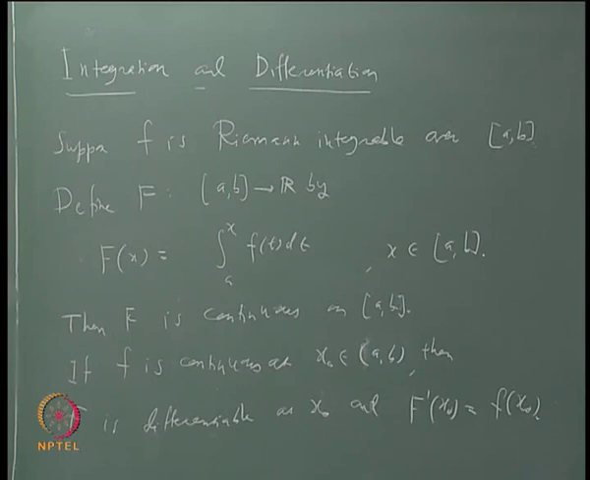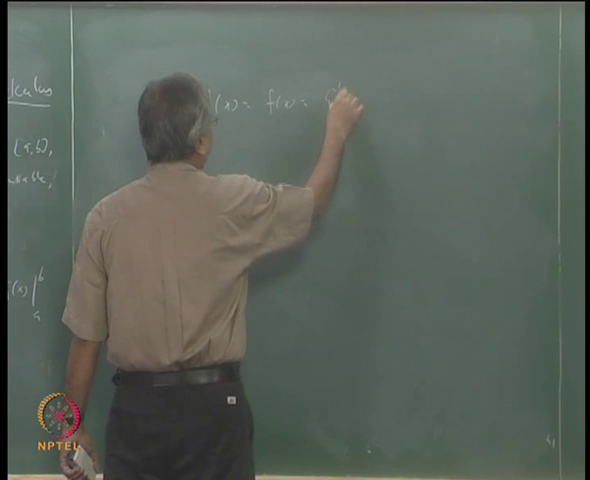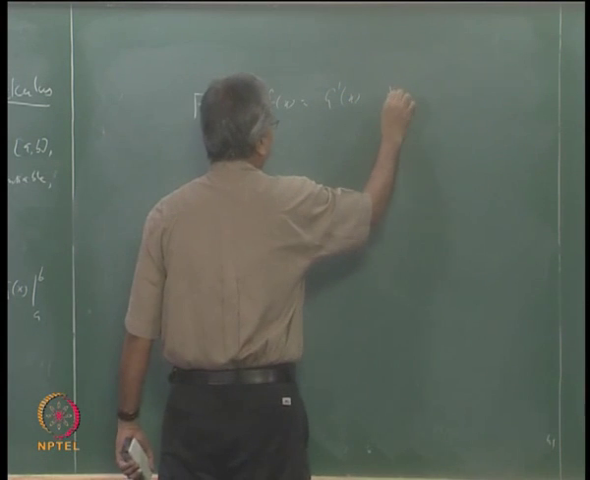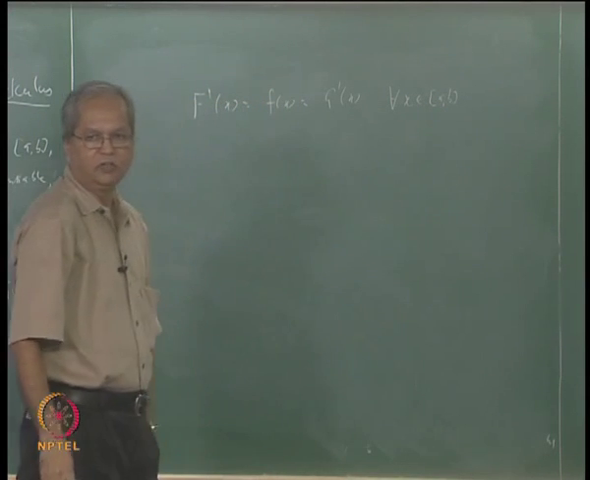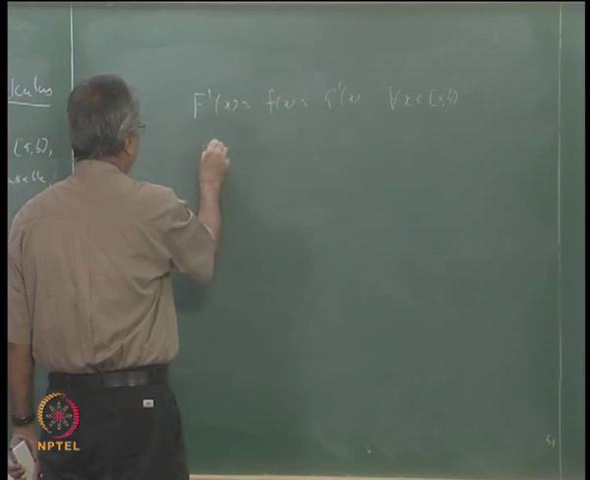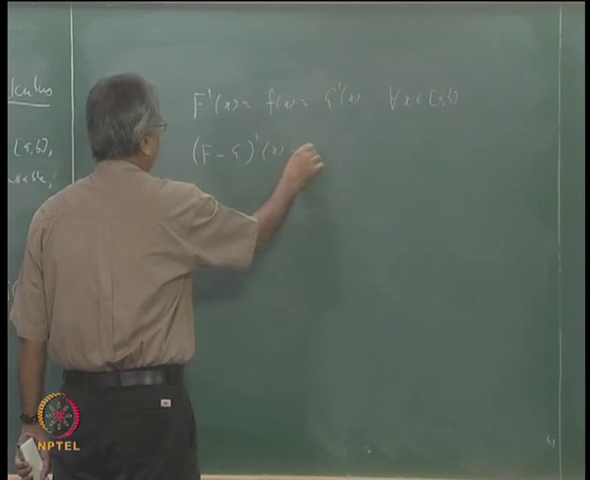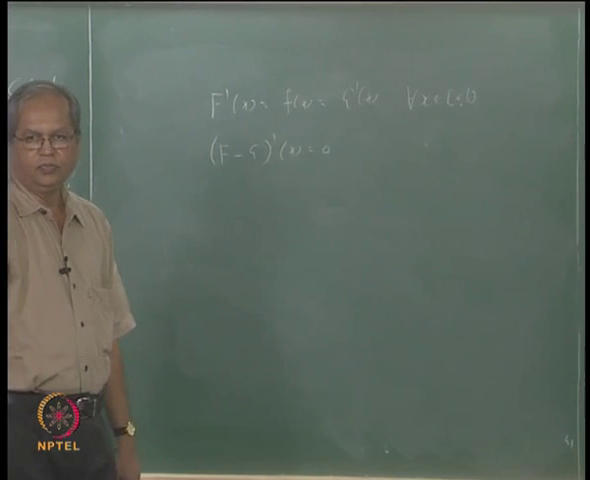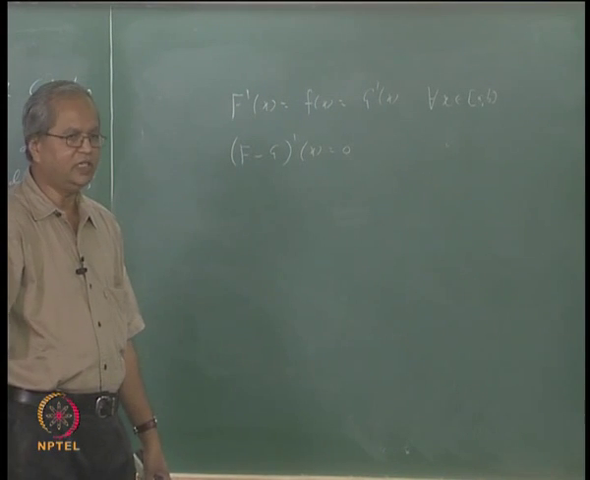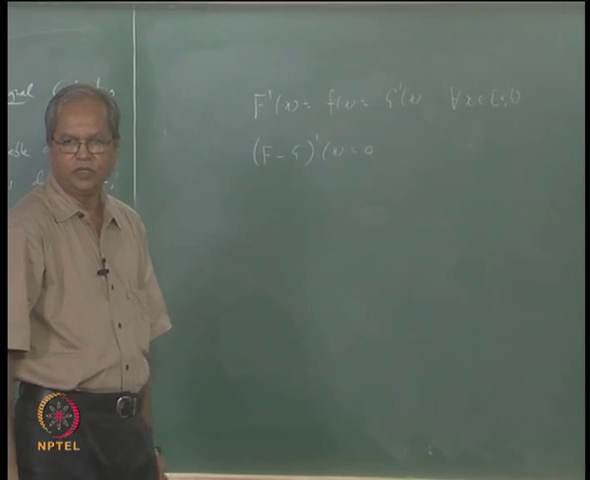That is, it will mean that F prime at x is f(x), and that is the same as G prime at x for every x. Or in other words, it will mean that if you look at the difference F minus G, its derivative is 0 for every x in (a,b). And we have already seen that if the derivative of a function is 0, the function must be constant, again using the mean value theorem.